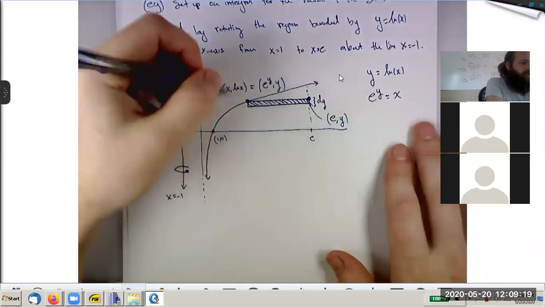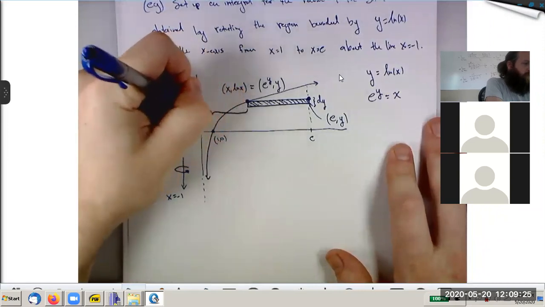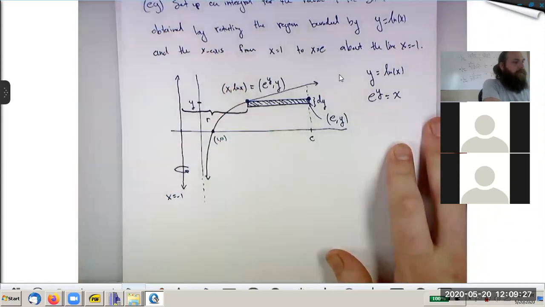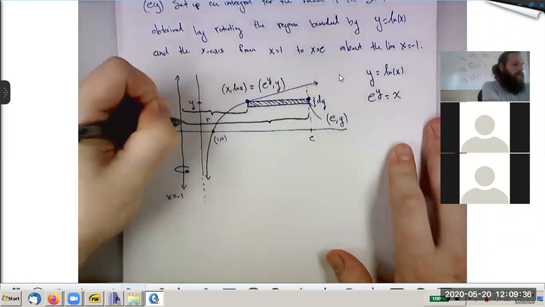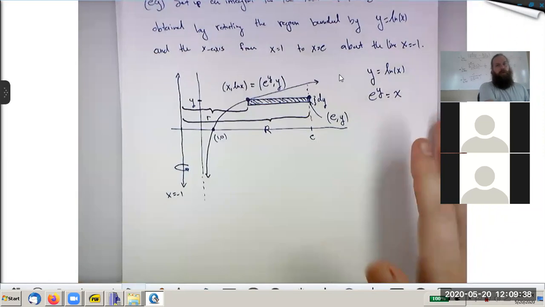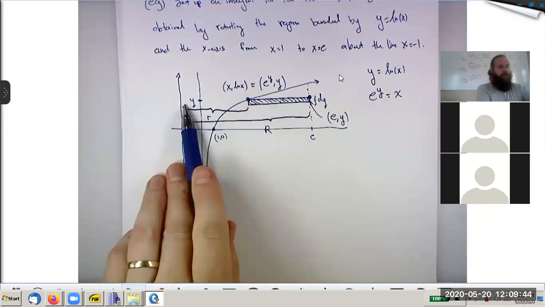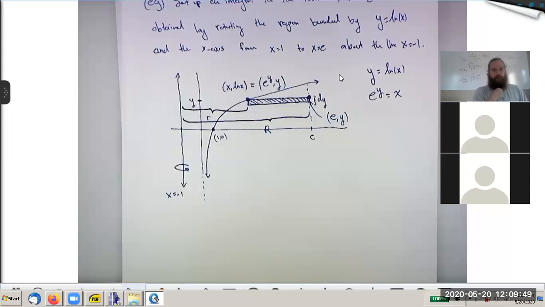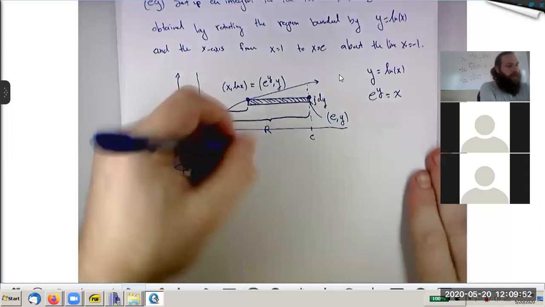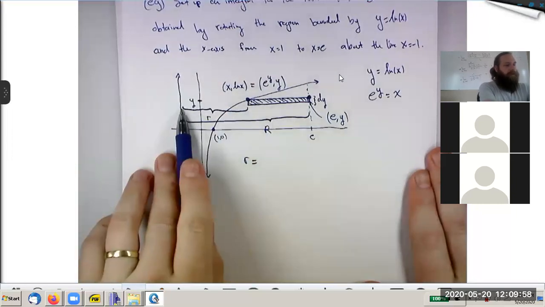And my distances here is little r, and here is big R. Nearer end of the strip to the axis of rotation, further end of the strip to the axis of rotation. Which means that little r is going to be this x value minus this x value.